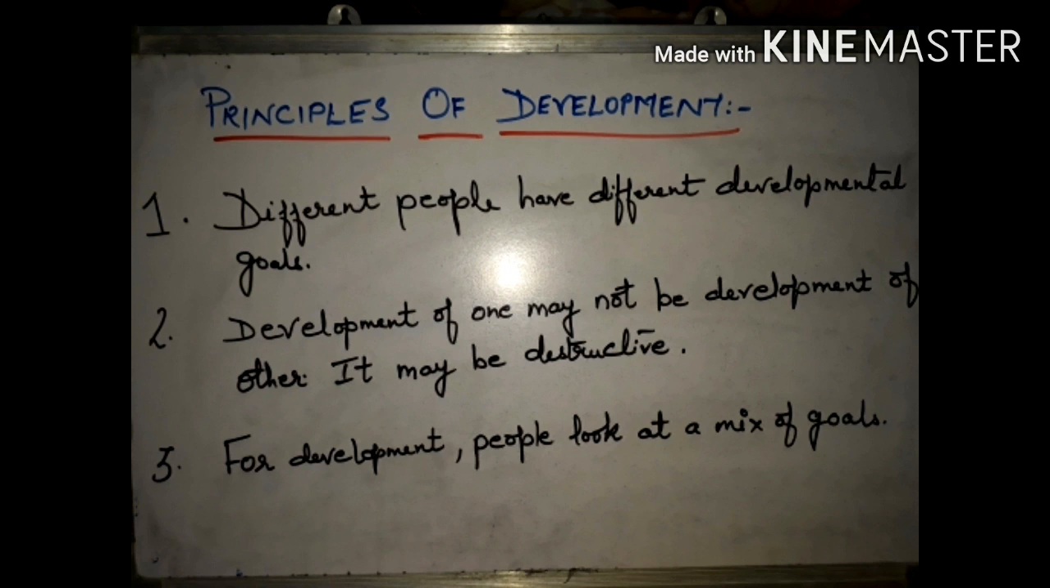Let's revise the three principles once again. The first principle says different people have different developmental goals. The second principle says what may be development for one may not be development for the other. And the third principle says for development, people look at a mix of goals.